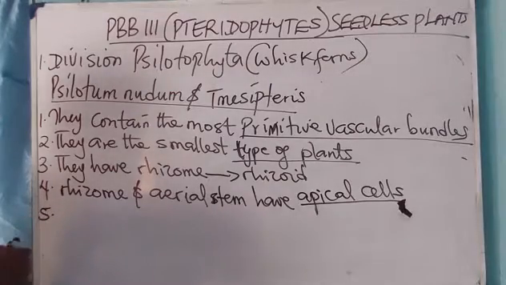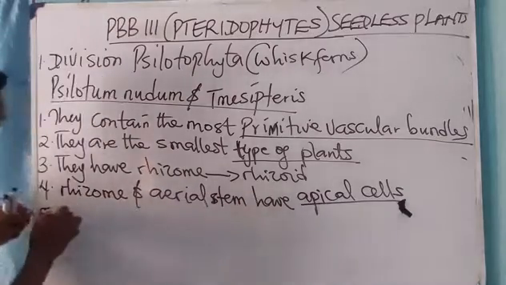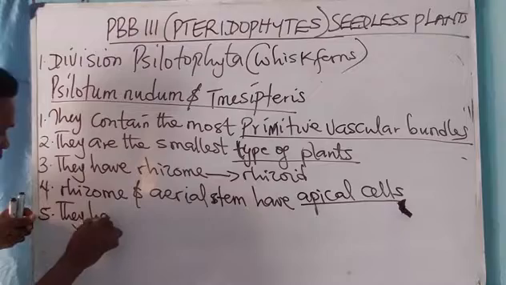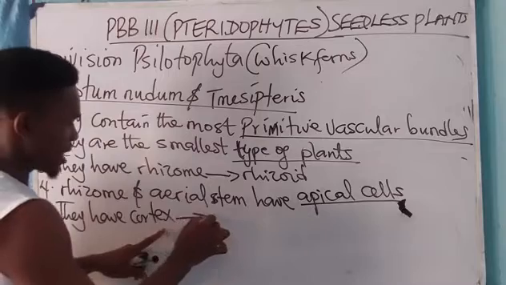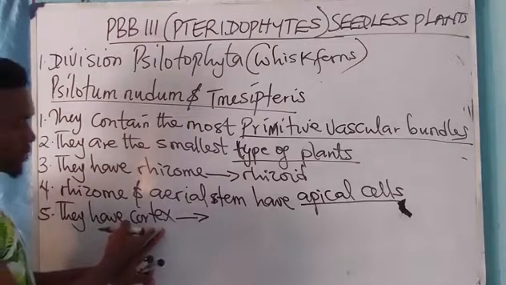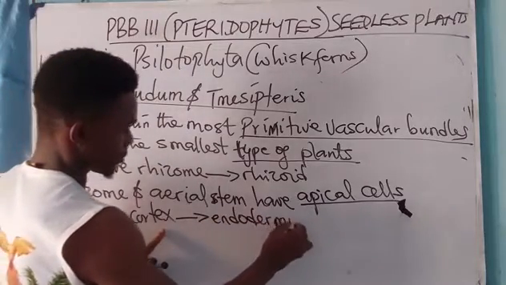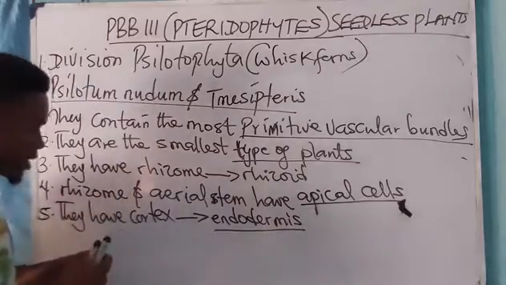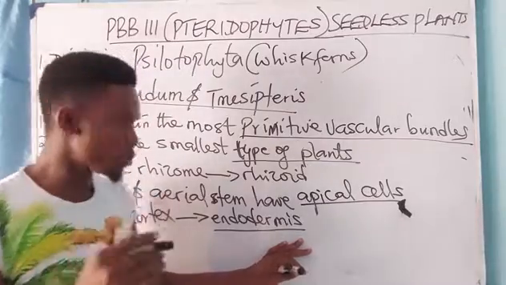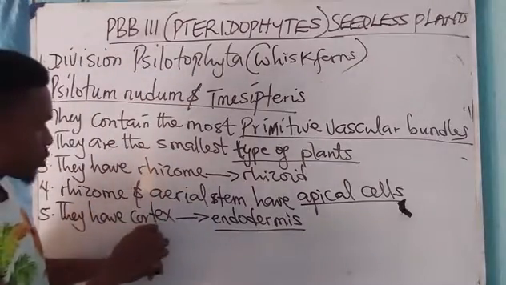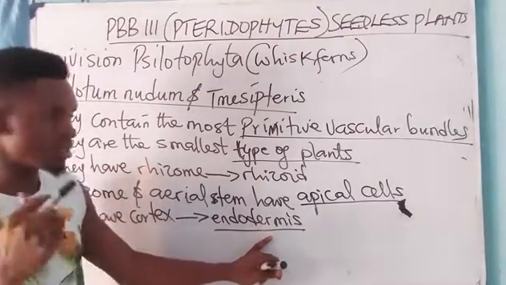Number five, these guys, they have cortex. The innermost part of this cortex is called the endodermis. The endodermis is usually the part that regulates the uptake of nutrients. The inner part of the cortex, called endodermis, regulates the uptake of nutrients. Take note of that.